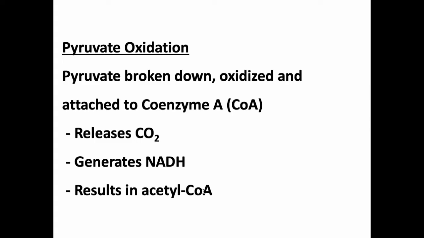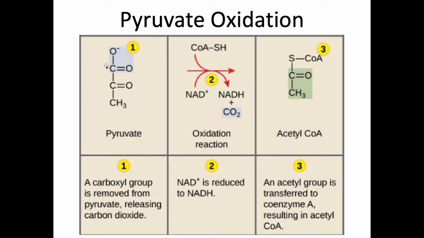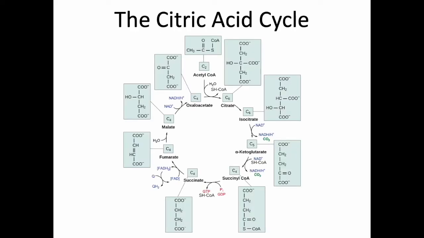Okay, so we have two of these. Again, we had two pyruvates at the end of glycolysis, so we're doing this twice. Now we have acetyl-CoA. We've got to deal with that. Our next stage in cellular respiration is something called the citric acid cycle. Let's get a visual on this.